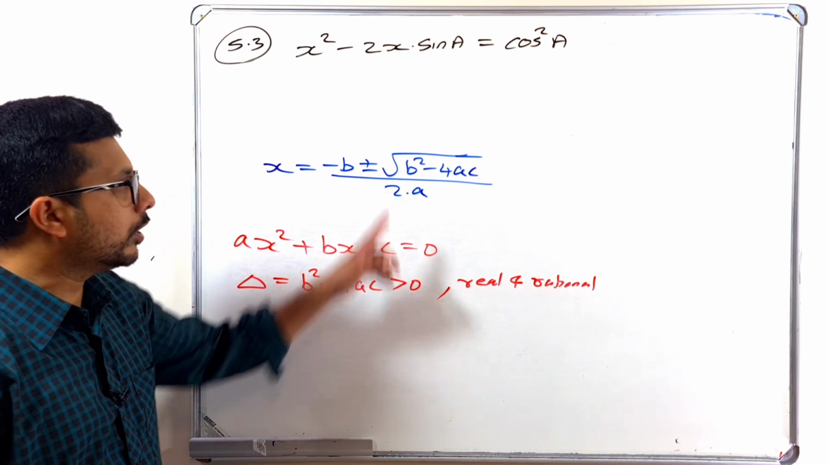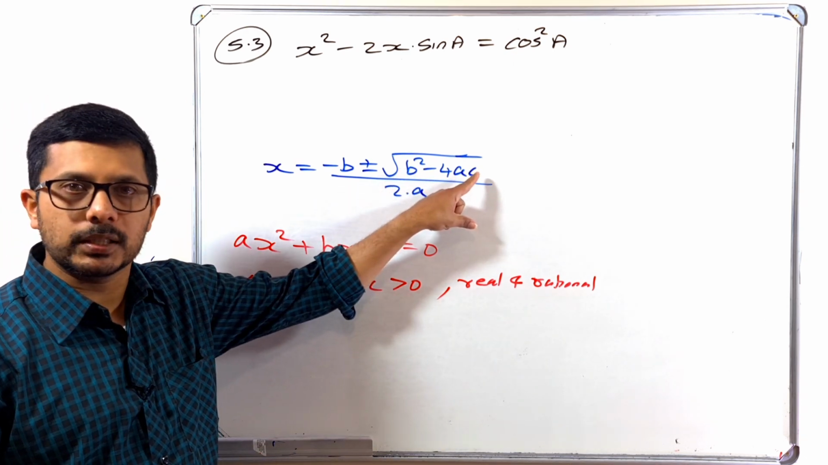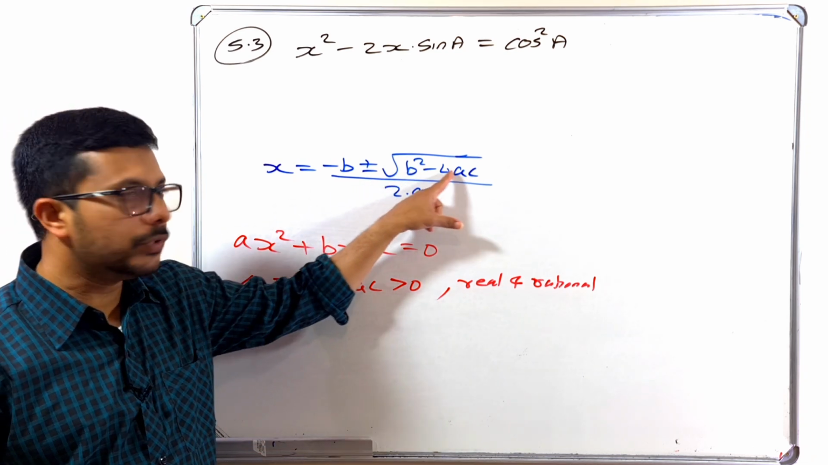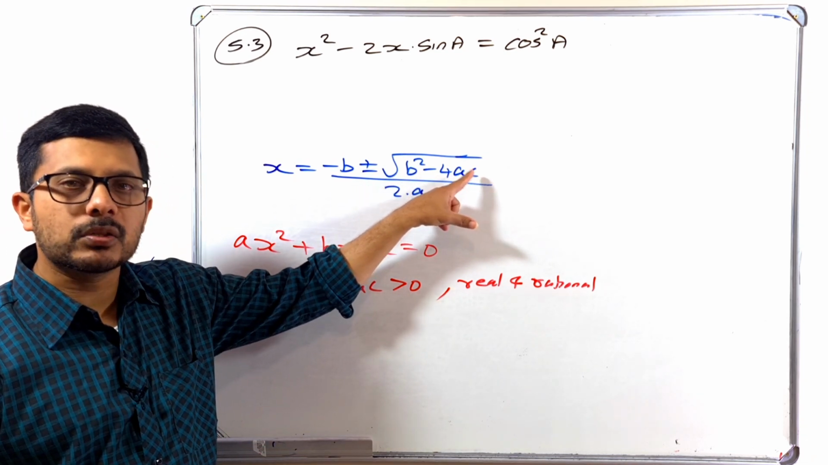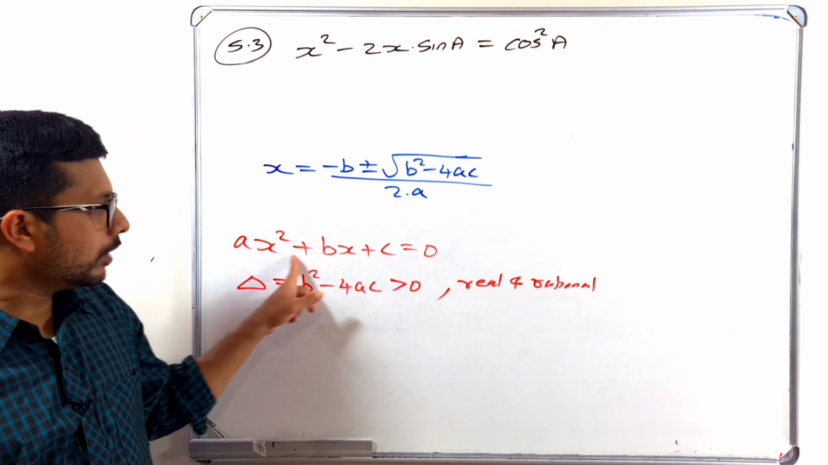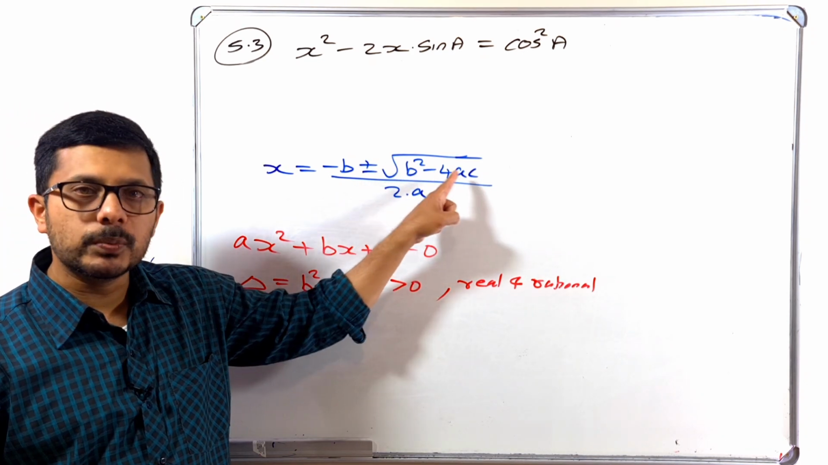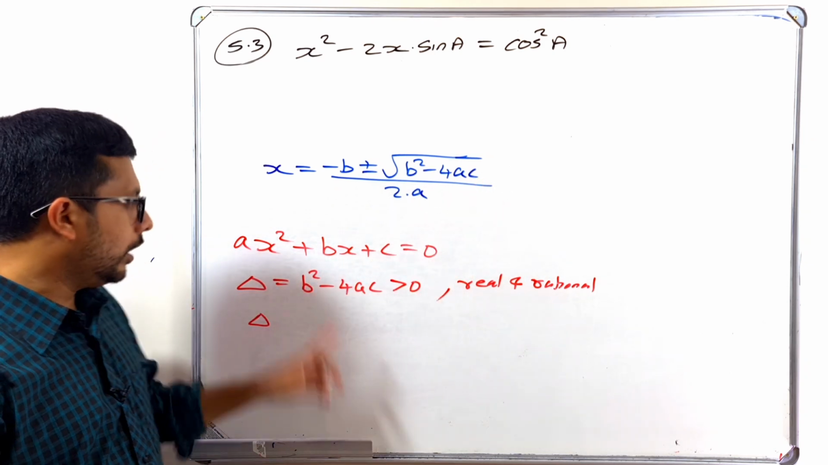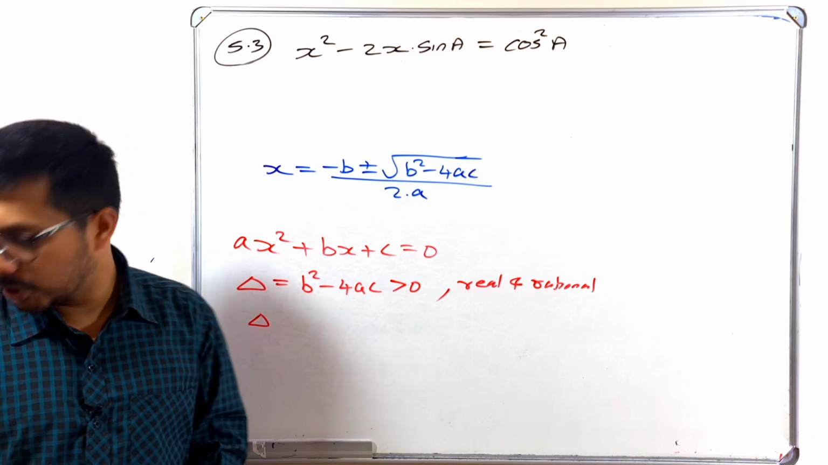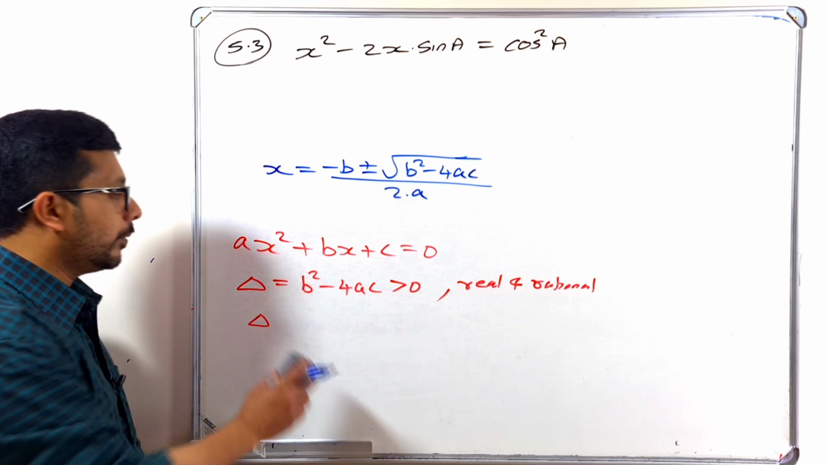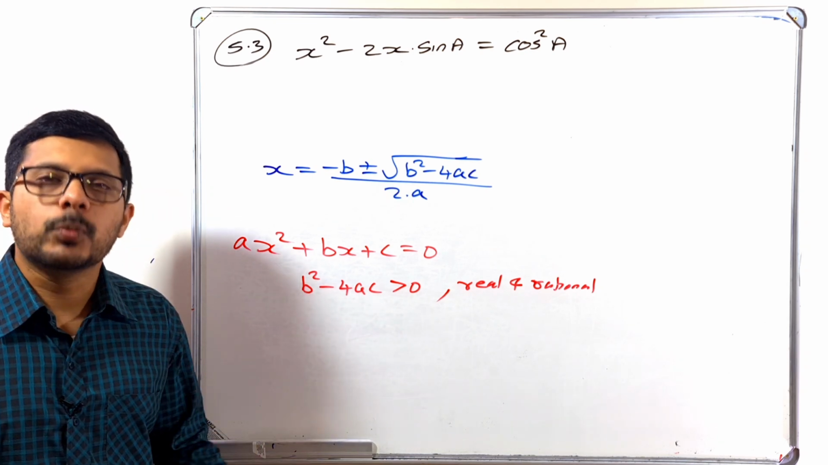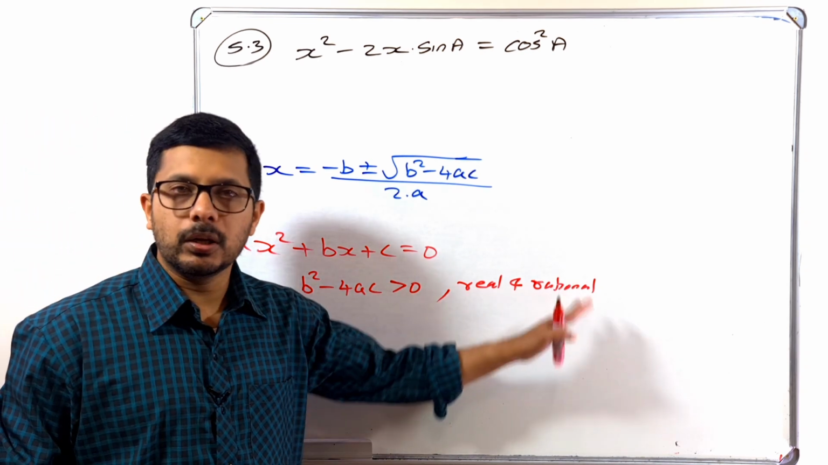And we are talking about this one, b squared minus 4ac. The roots of the equation depend on the value of this b squared minus 4ac, which is known as the discriminant. If the value of b squared minus 4ac is positive, greater than 0, then we can say real or rational. Let's leave the discriminant aside, just try to understand.